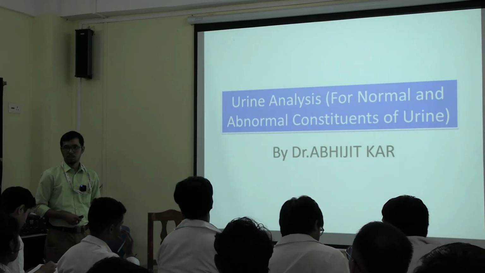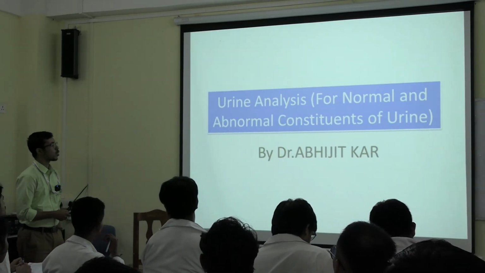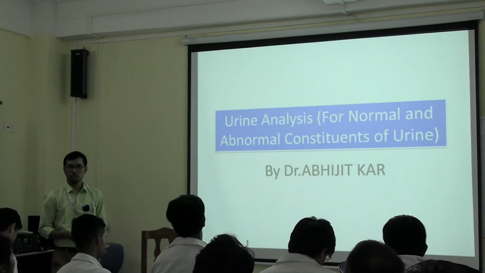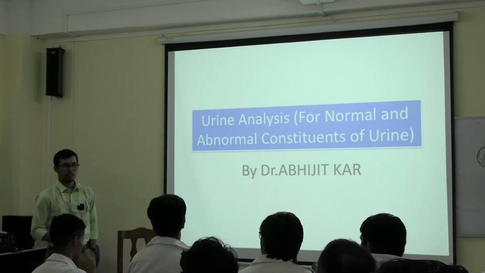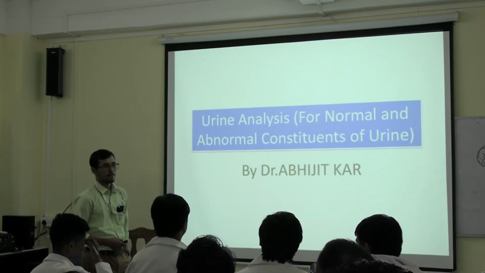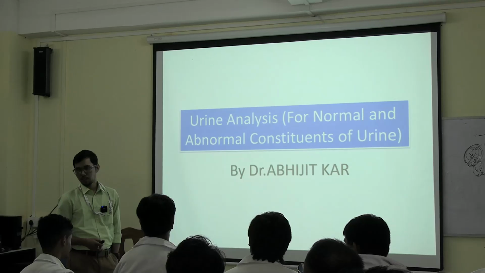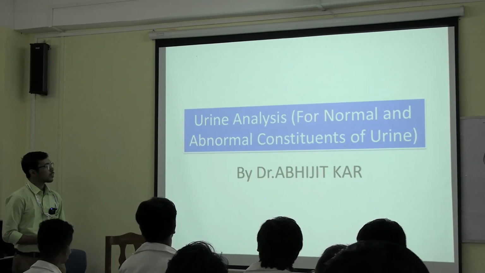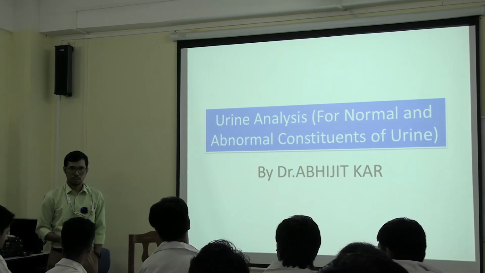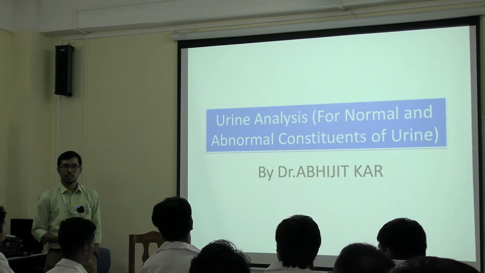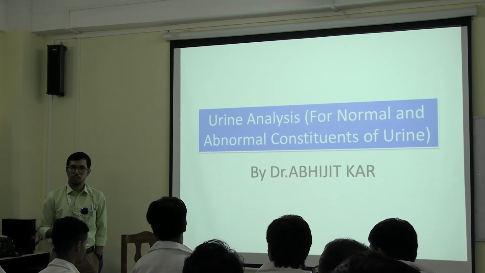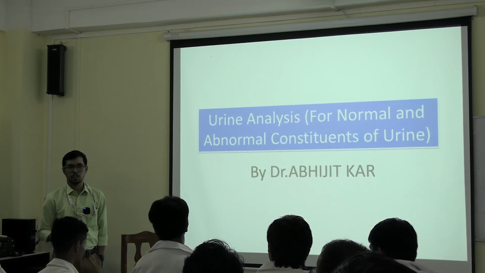Dr. Abhijit Kar. Okay, today is your practical class and the topic is urine analysis for normal and abnormal constituents of urine. Okay, what is urine? Excreted fluid. So how is it produced? From kidney. Okay. And then, what is the color of your urine normally? Straw color. Okay. If there is any abnormality, will it change? Yes.